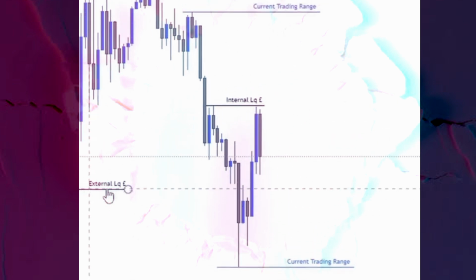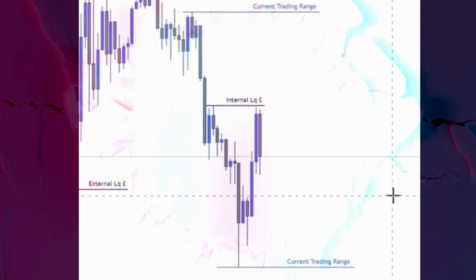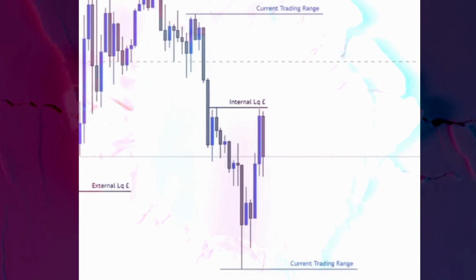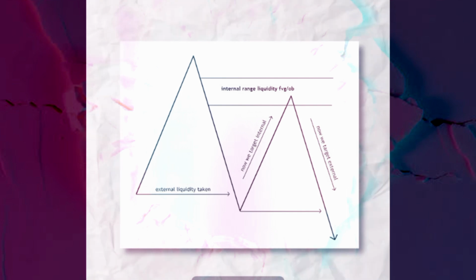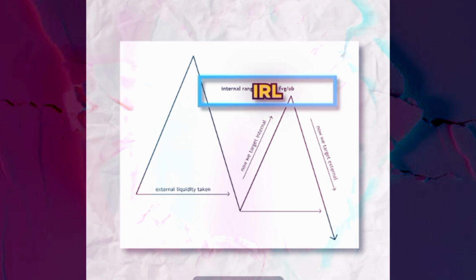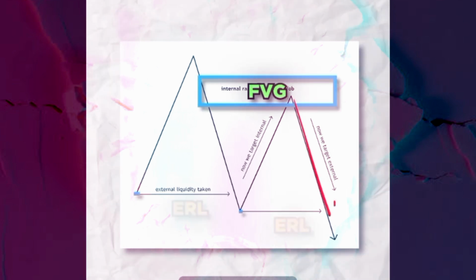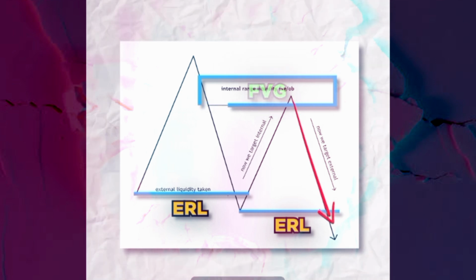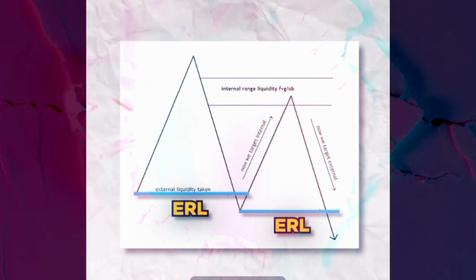How price moves to take liquidity. Price basically moves from external to internal and then internal to external. So price, after taking the external range liquidity, moves toward the internal range liquidity to balance the fair value gap, and then again price moves to the external range liquidity, and this cycle continues.